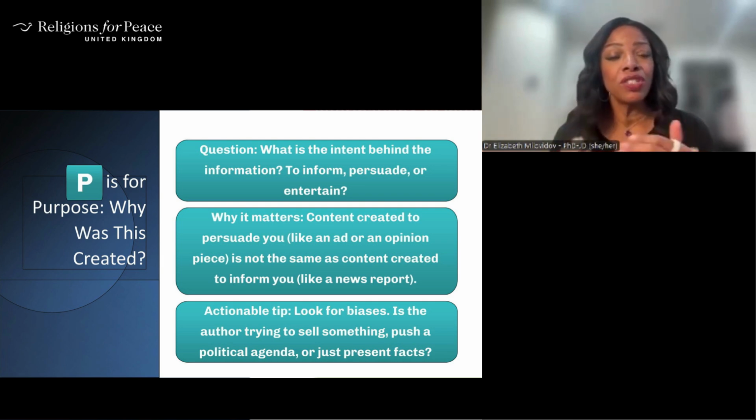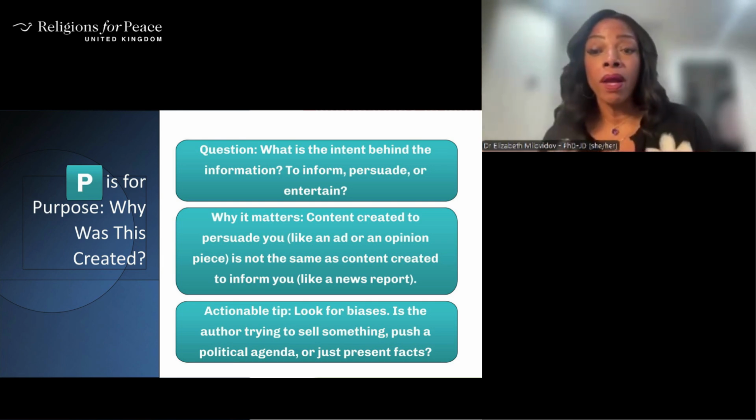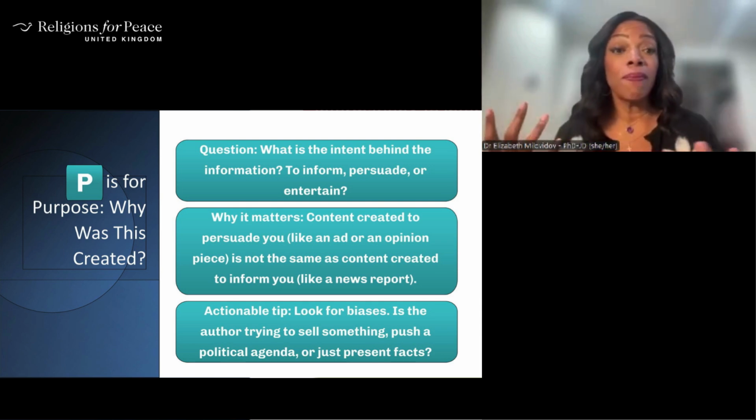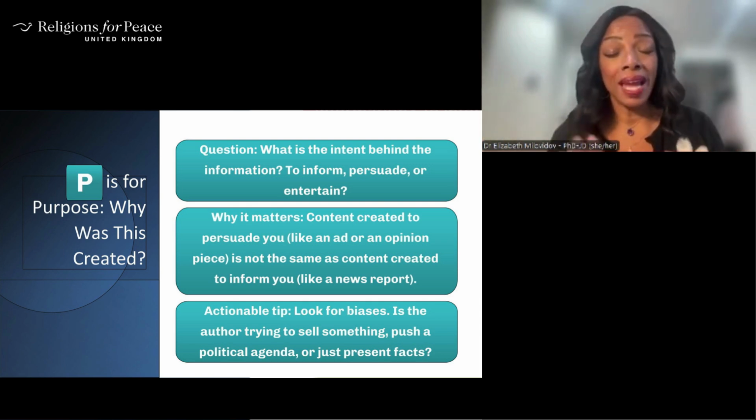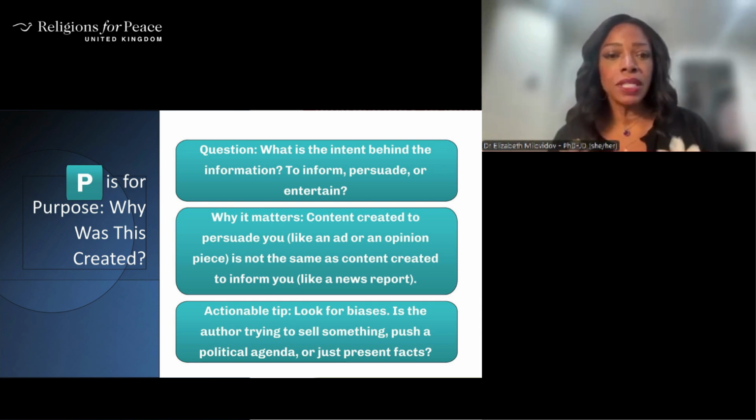So you're teaching your children, you're teaching yourselves to look for that why. And this is again part of the critical thinking. You're helping them to really become more aware of the influence that can shape the media that they consume, not just AI generated media, but all the media. So again, the actionable tip here is to look for those biases.